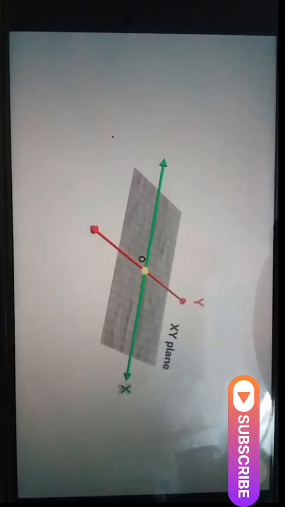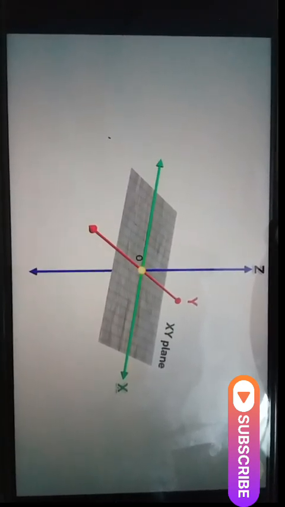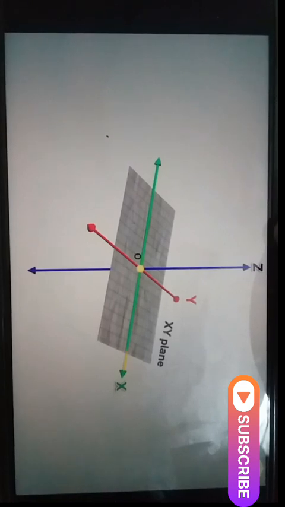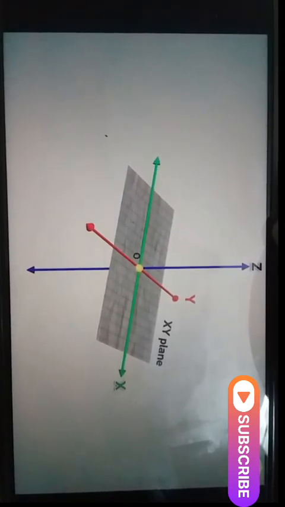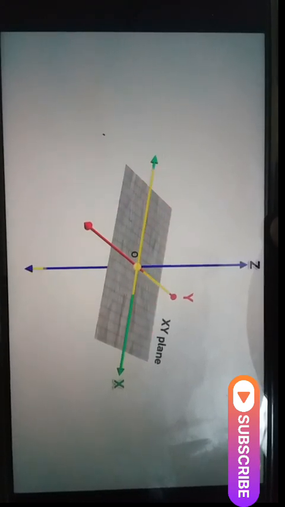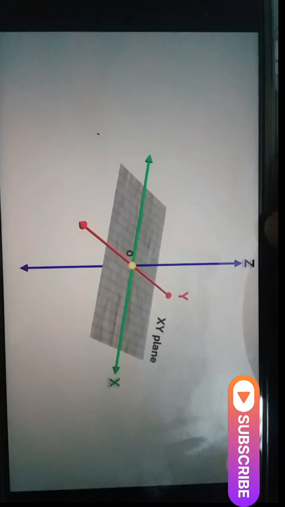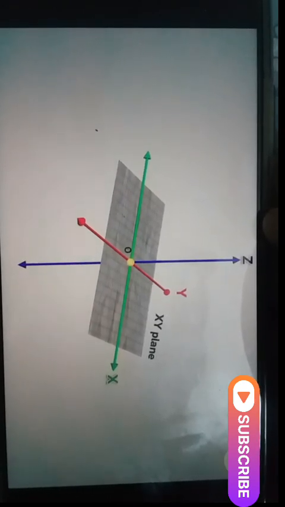Now imagine drawing another axis through point O. It's vertical and it's also perpendicular to the X and the Y axis. It's the Z axis. So we have the XY plane and the X, Y and Z axis with us. As you can see, the Z axis takes us from the second dimension to the third dimension.